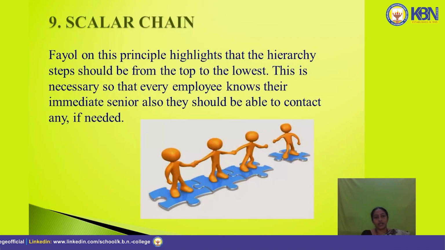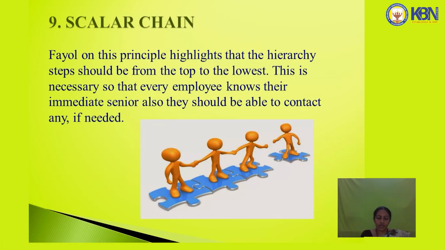Fayol explained that scalar chain means the superiors give directions from the top to the bottom of the organization. There are many levels in the organization: superiors, subordinates, supervisors, gangmen, foremen, like that.